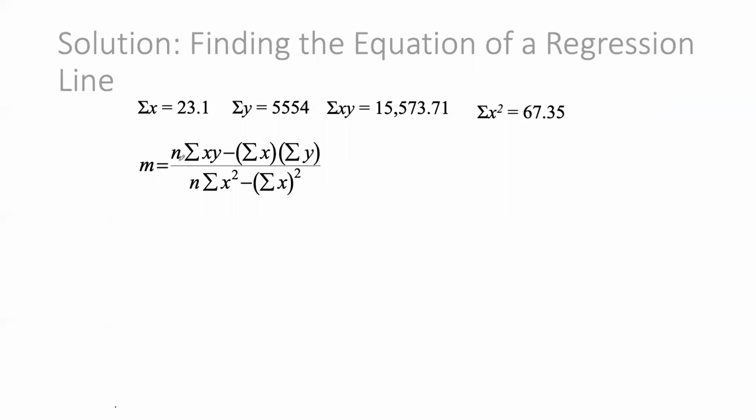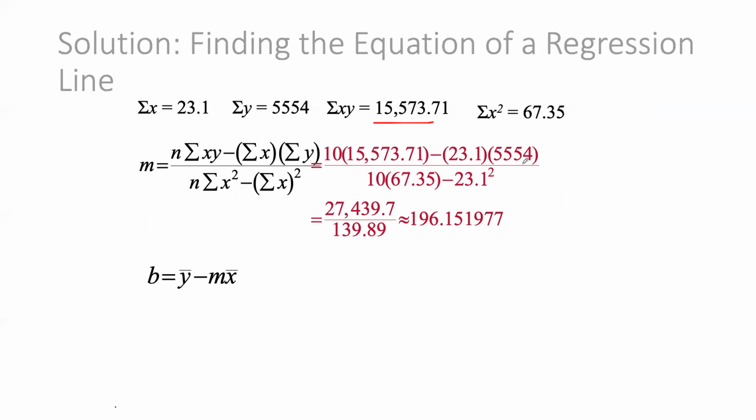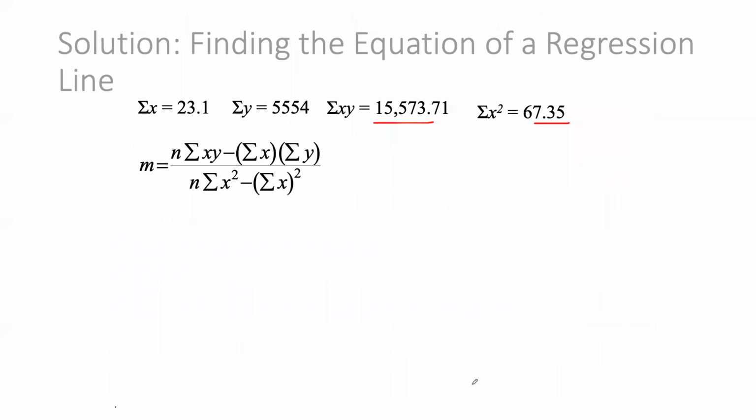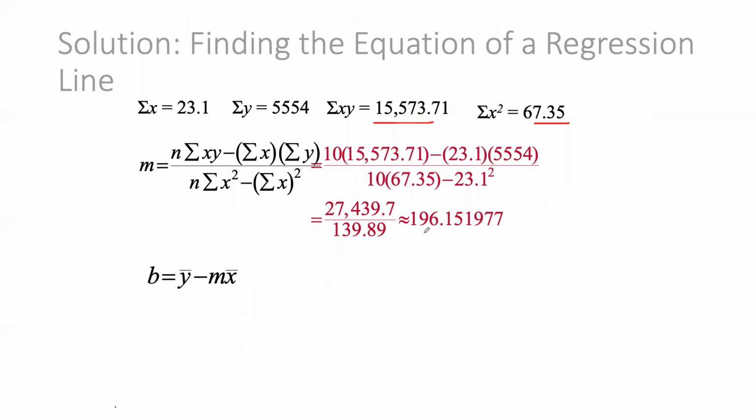What is the slope of the line? The slope is given by n times the sum of xy, which is here 15,573.71, minus the sum of x, which is 23.1, times the sum of y's, which is 5,554, divided by n times the sum of x squares, which is 67.35. Where am I getting these numbers? From this table that I just constructed. Based on this, I get the slope of the line. So m is, in this case, 196.15.